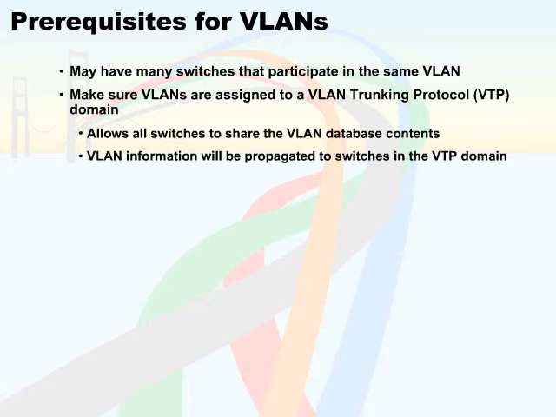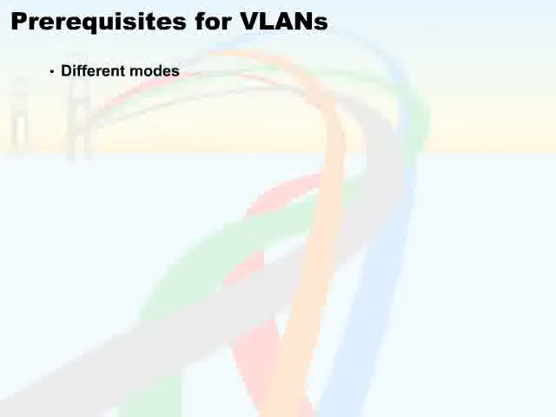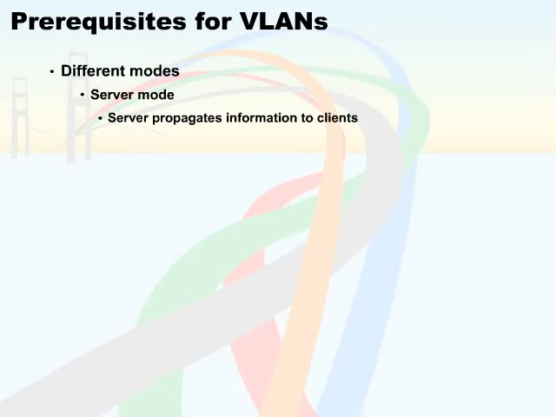VLAN environment. The other thing to think about is that with VTP, or VLAN trunking protocol, we're going to have a couple of different modes that switches can operate in. One of my switches has got to be the server of the VTP domain, and this is where I actually make all of the changes to my VLAN environment. The server is going to propagate this information to all of the client switches.